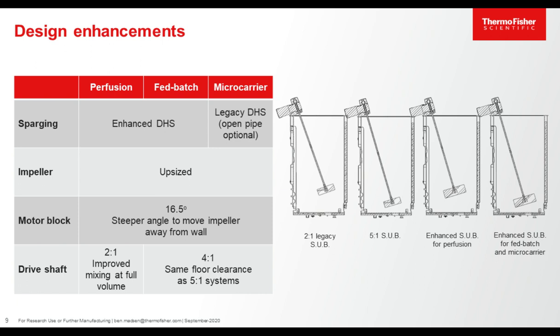And all subs also use the standard 5:1 motor block, which places the drive shaft at a 16.5-degree angle relative to the tank. This pulls the impeller essentially away from the side of the wall at the 2:1 or 4:1 position to avoid any impacting that may occur if we didn't design it this way. And this allows for more optimal mixing in each application as well. And for gas transfer, we designed a new drill hole sparge that we're calling the Enhanced Drill Hole Sparge for the fed batch and the perfusion applications, while our microcarrier applications require legacy designs to support far lower cell density as we see in the adherent cultures.